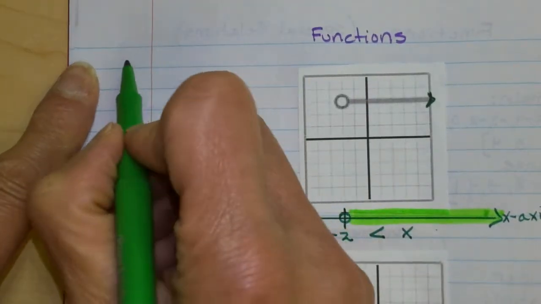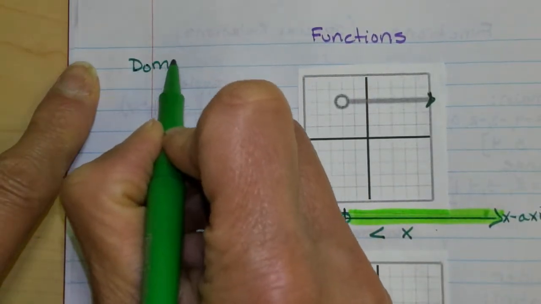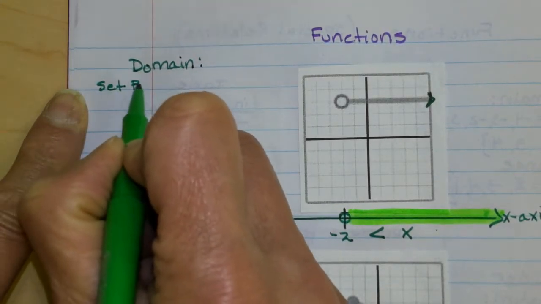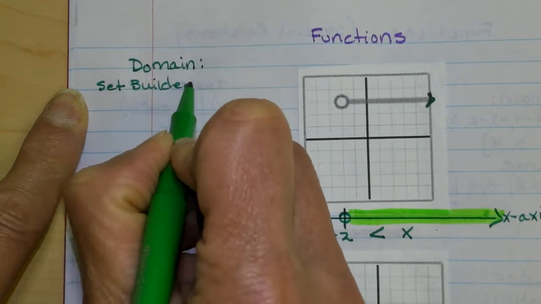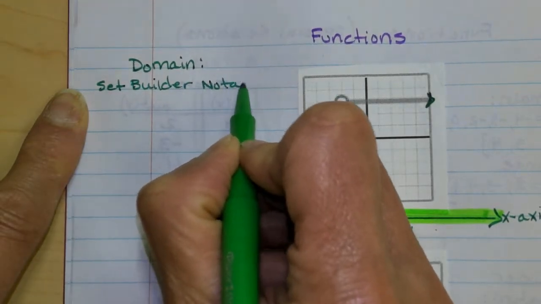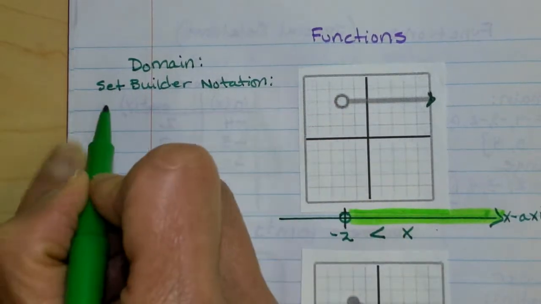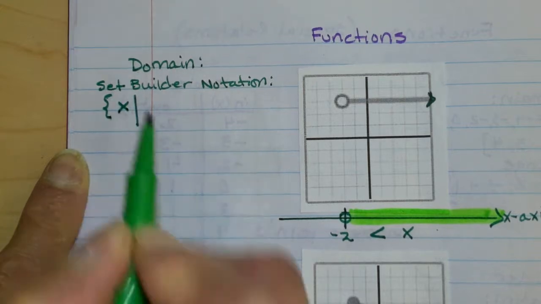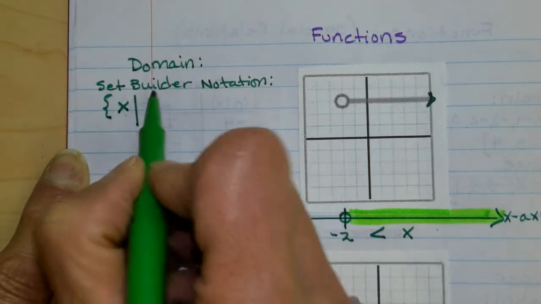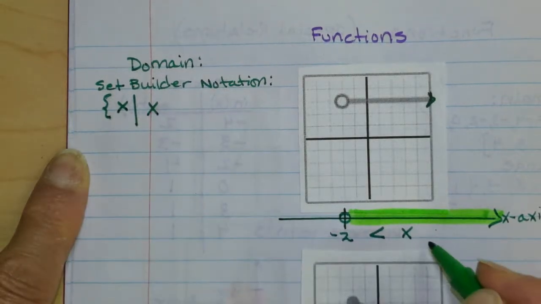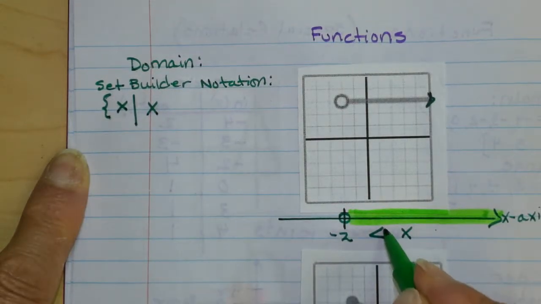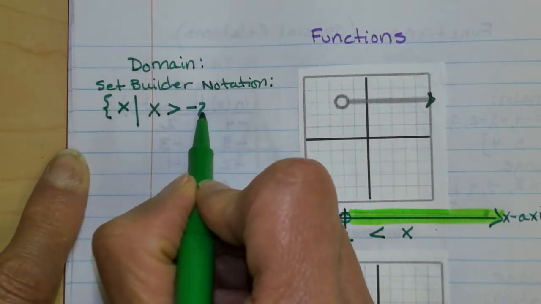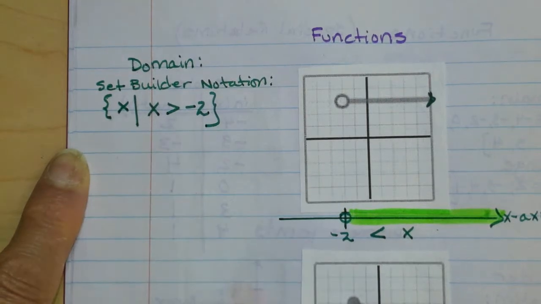So if I were going to write my domain, and I'm going to do it as set builder notation, I would write the set of x such that, well, I'm going to have to start with x. X is what? If I'm reading this way, x is greater, because it's on the big space side, so x is greater than -2. And I'm going to close my curly braces.